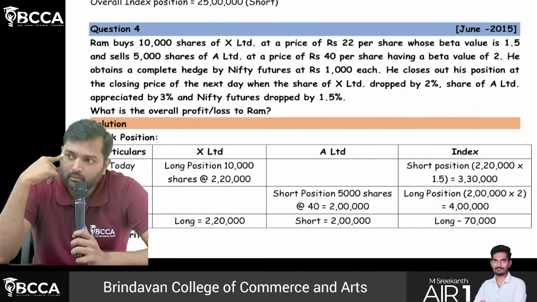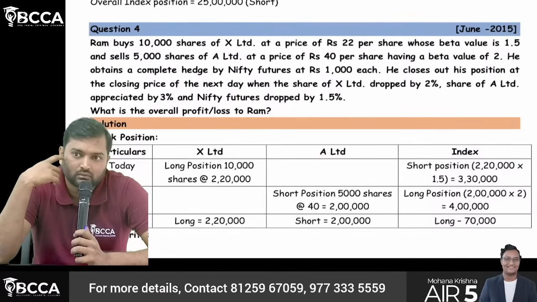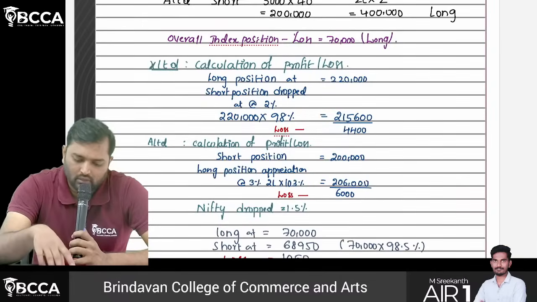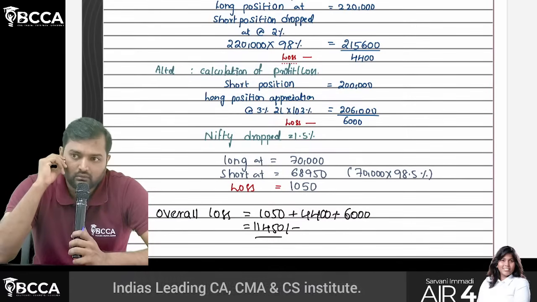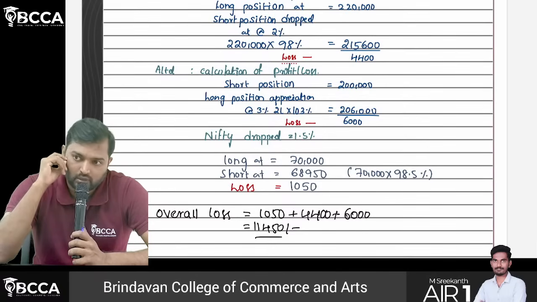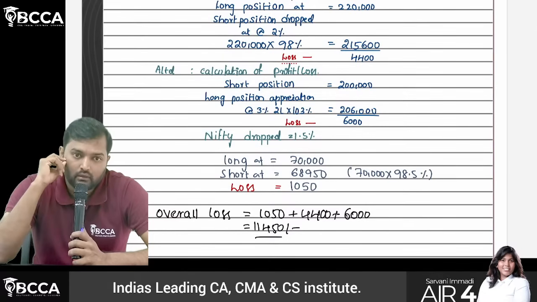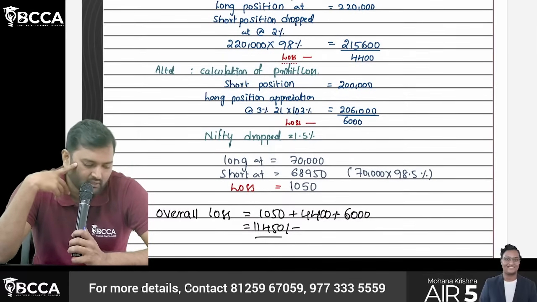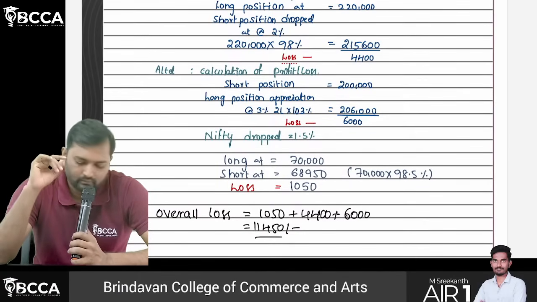Next, Nifty dropped by 1.5%. Again, unlucky fellow. He took a long position, but Nifty dropped by 1.5. So is he going to get a benefit or not? Long at 70,000, short at the rate of 70,000 into 98.5%. Buying at high price, selling at low price. So again loss 1,050. So the overall loss is 11,450.